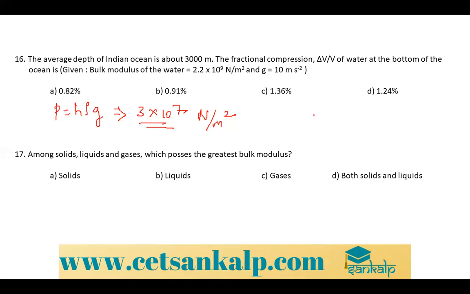Now we have the formula delta V by V is equal to P by B. So it is nothing but 3 into 10 to the power 7, whole divided by the bulk modulus, which they have already given. So 22 into 10 to the power 8. Okay, so 3 divided by 22, if you shift the decimal, finally 1.36% will be the answer. So option C.